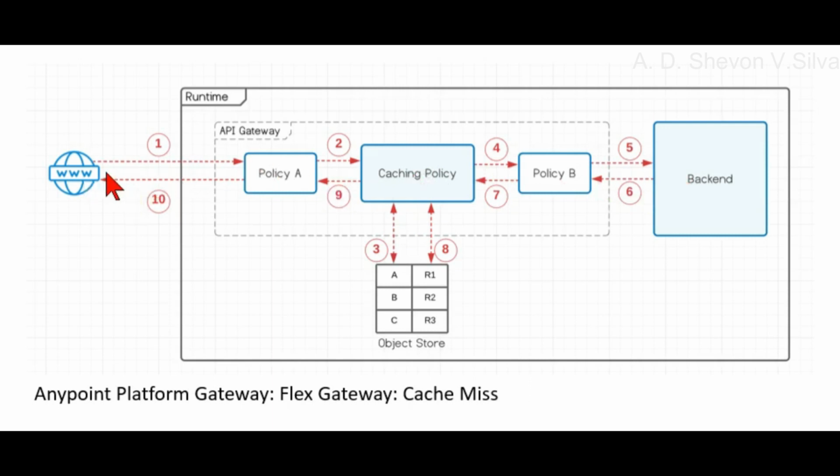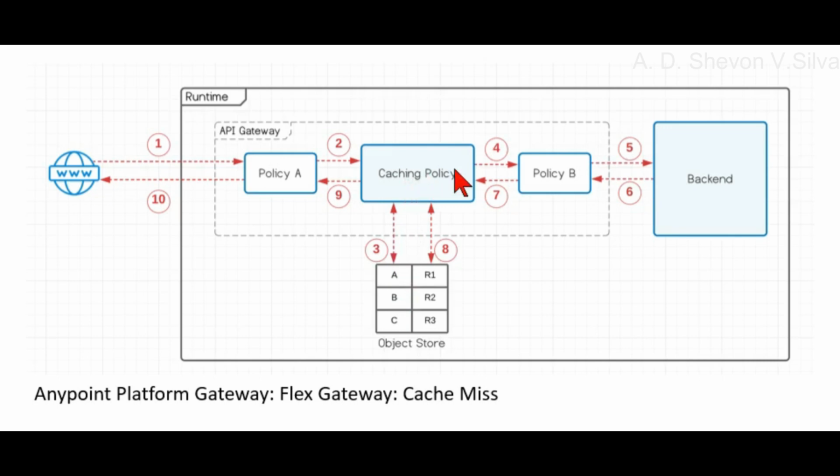One, the client user sends a request to the API. Two, the request proceeds through the other policies on the policy chain before reaching the HTTP caching policy. Three, the HTTP caching policy checks if the request is already in the object store. If not, the cache miss process is initiated.